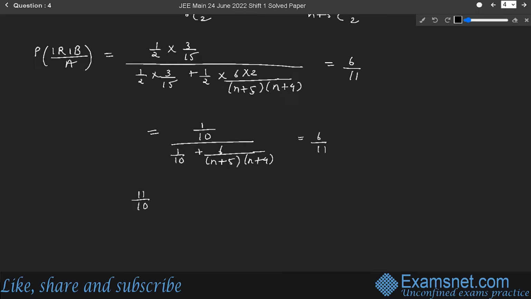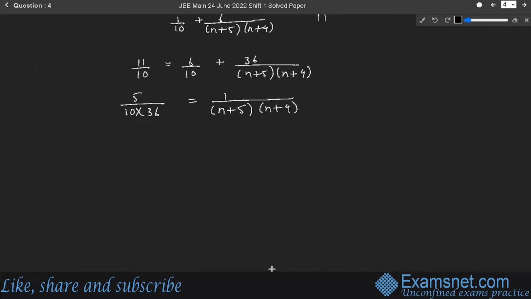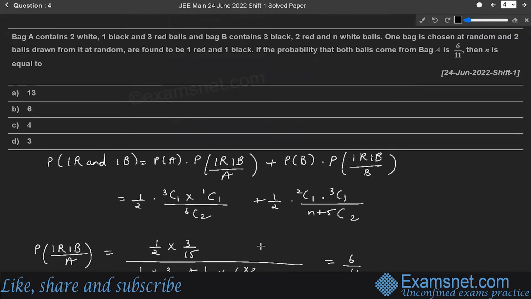So 11 by 10 will be equal to 6 by 10 plus 36 upon n plus 5 into n plus 4. So we can write it as 5 upon 10 into 36 is equal to 1 upon n plus 5 into n plus 4. On further cross multiplying, it will become n square plus 9n minus 52 is equal to 0. So here n will be equal to 4 and this is the only possible value for n. So we can say that the correct answer here is option number C, which is 4. The possible value of n is 4.